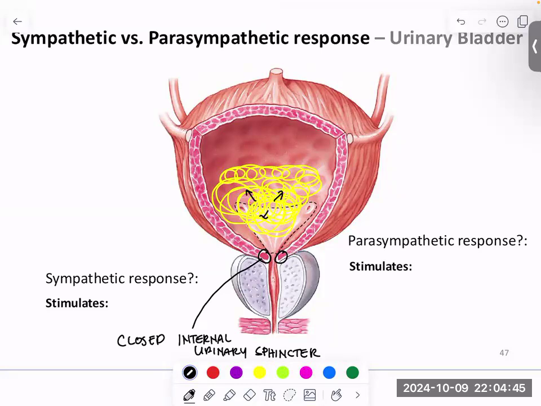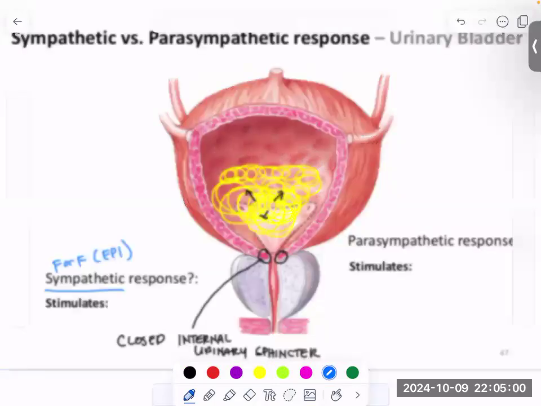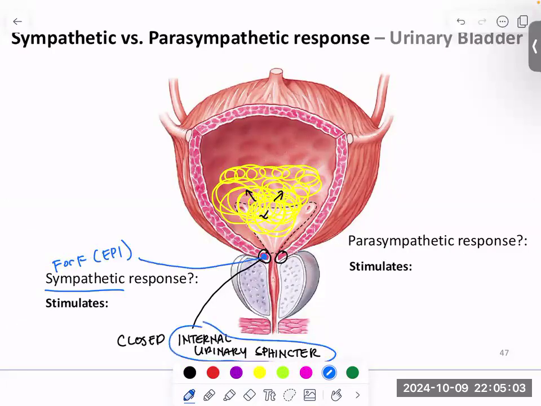So what the sympathetic nervous system does is it releases a fight or flight response using epinephrine. But the neuron only affects this sphincter. That is the interesting thing. The neuron of the sympathetic system only goes to the internal urinary sphincter. When you put epinephrine on it, do you know what it does to that?